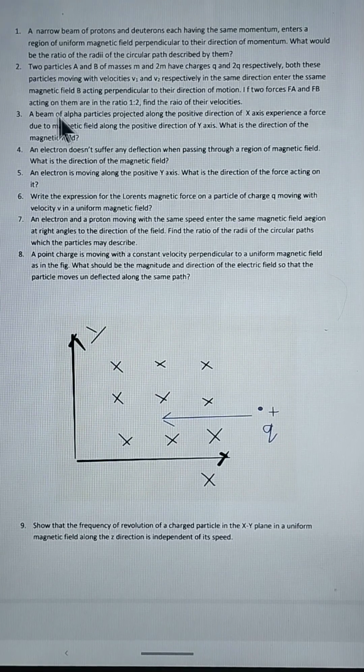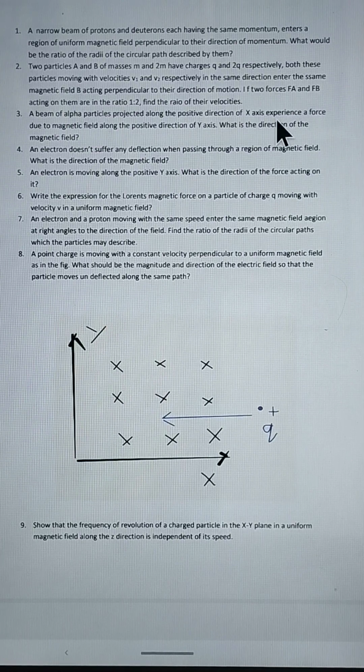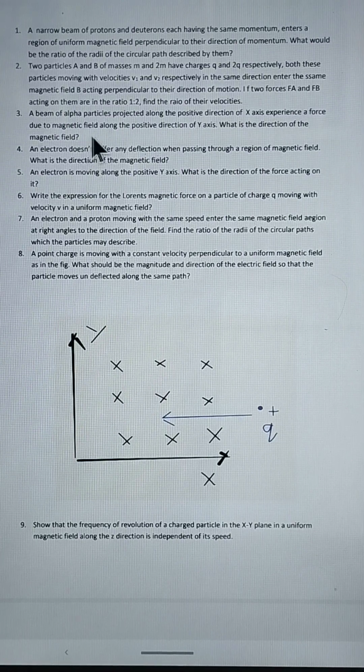A beam of alpha particles projected along the positive direction of x-axis experience a force due to magnetic field along the positive direction of y-axis. What is the direction of the magnetic field?